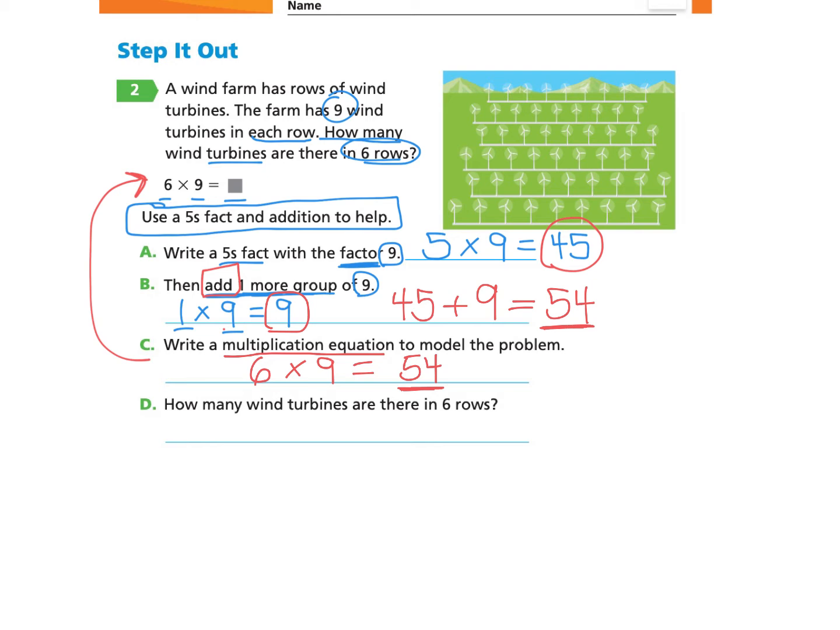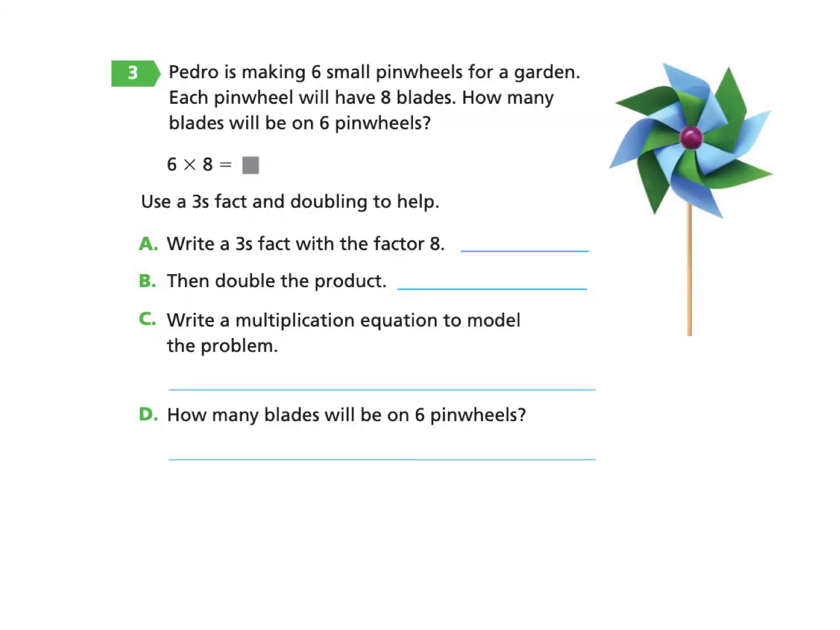So then the question that they're asking is, how many wind turbines are there in 6 rows? And we can confidently answer that 54 wind turbines. On the same page, question 3. Pedro is making 6 small pinwheels for a garden. Each pinwheel will have 8 blades. How many blades will be on 6 pinwheels?